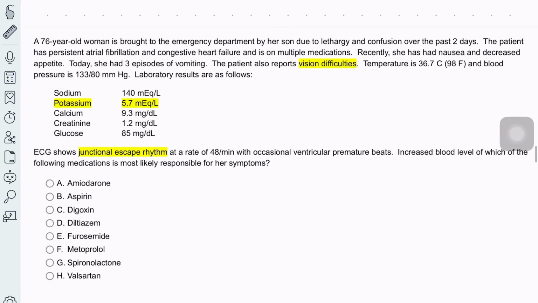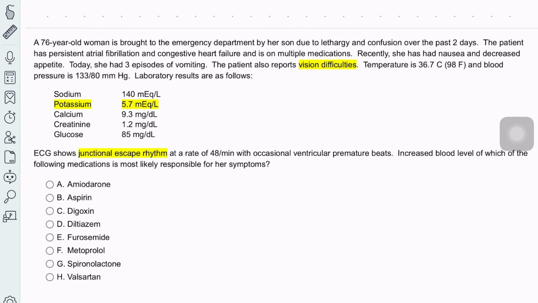Next question. A 76-year-old woman is brought to the emergency department by her son due to lethargy and confusion over the last 2 days. The patient has persistent atrial fibrillation and congestive heart failure and is on multiple medications. Recently, she has had nausea and decreasing appetite. Today, she had 3 episodes of vomiting. The patient also reports vision difficulty. Temperature is 98 degrees Fahrenheit and blood pressure is 133/80.